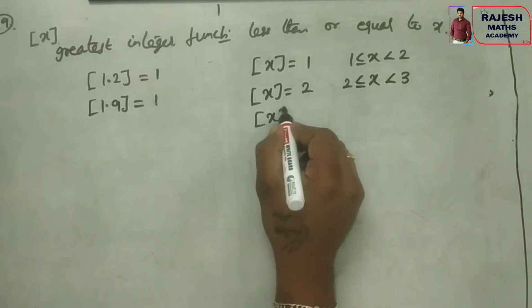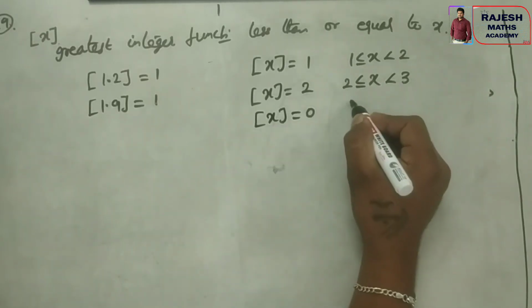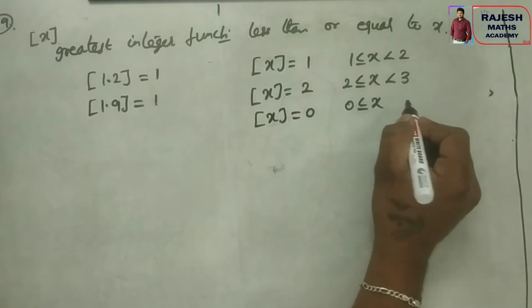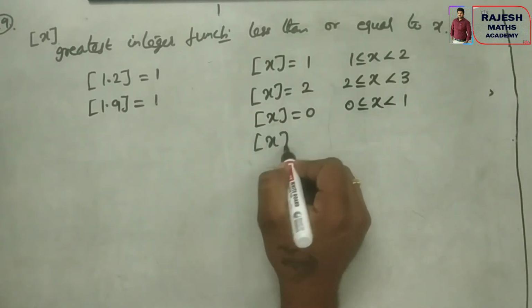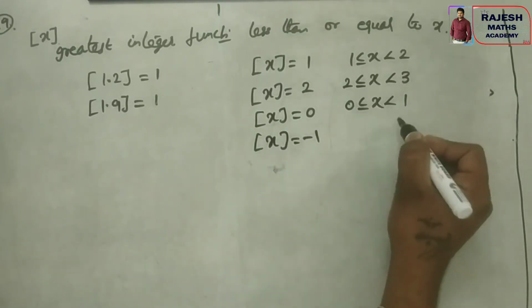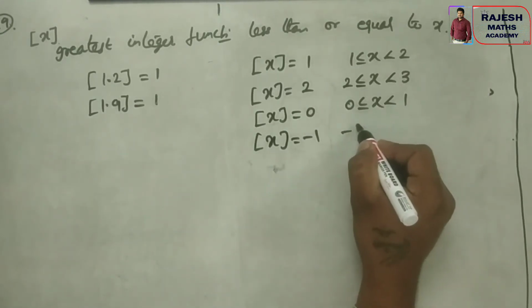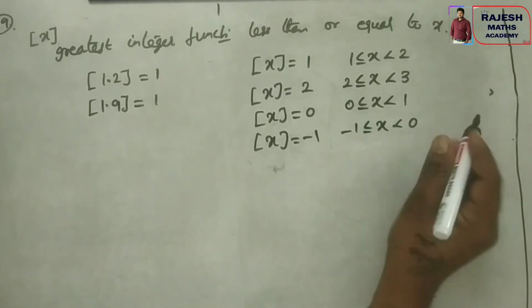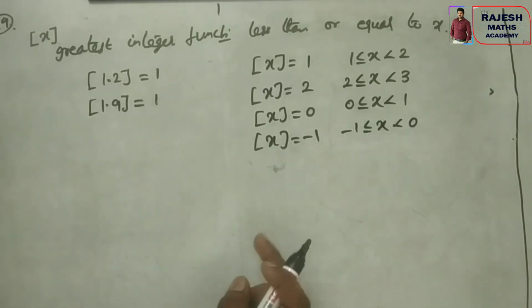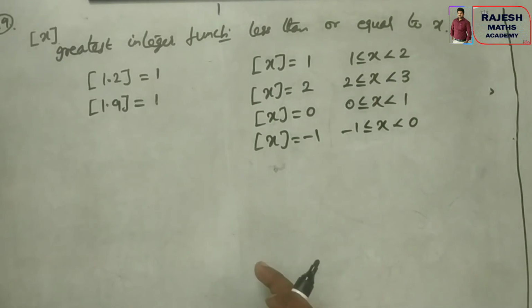Similarly, the greatest integer of x is equal to 0 if x is greater than or equal to 0 and less than 1. The greatest integer of x is minus 1 if x is greater than or equal to minus 1 and less than 0. So all these values will give minus 1. This is the definition of the greatest integer function.